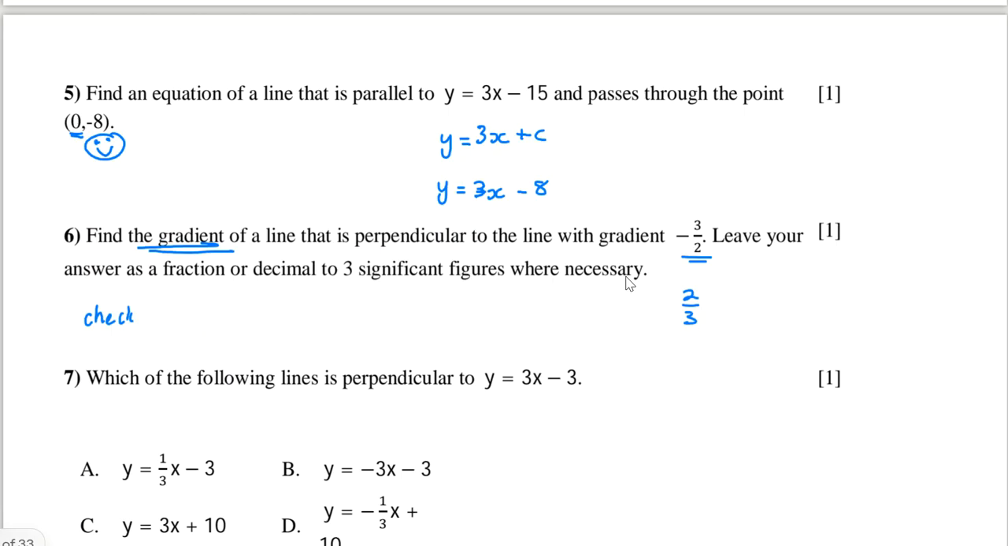The reason is some people would do the minus 3 over 2 times whatever the gradient is equals negative 1. Remember we did that? And they would do it working out that way. It seems like a hard way to do it, but it is a possibility. But we should do our check, which is negative 3 over 2 times 2 over 3 does indeed equal negative 1, so we're good. So that's the gradient of a line that's perpendicular.